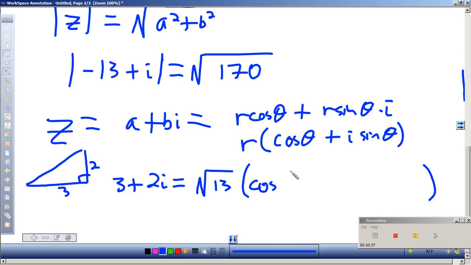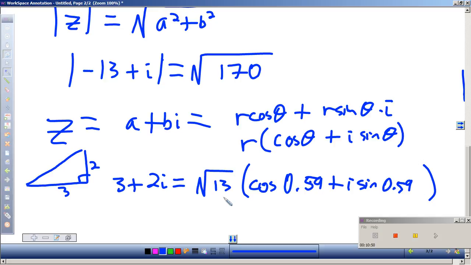So what is the angle? So 0.59 plus i sine of 0.59. So anybody else do that 16 number?